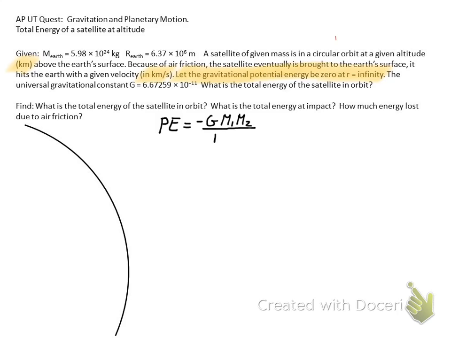Let the gravitational potential energy at 0 be at r equal infinity. Well, what does that mean? Well, that was our hippie physics definition for potential energy. Remember, we let potential energy equal 0 way out in deep space because we don't have a gravitational force there. So there's our expression for potential energy, and this is what we're going to need in this problem. And now it's really just kind of an energy conservation problem.